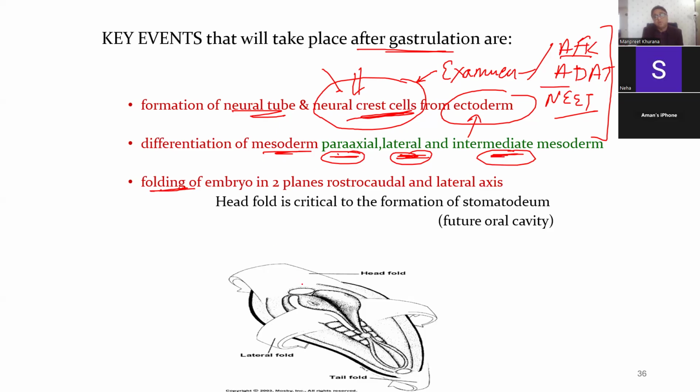Now, there is a concept which is known as folding of embryo. Now, the embryo folds in two planes, rostrocaudal and lateral axis. So if you see, this is the head side or the cranial side, and this is the tail fold or the caudal side. These are the lateral sides. So if you see me, what is happening? Let me show you with a paper. Now, if you see this paper, right, you can just fold this paper like this, right? Or you can fold this paper like this. Okay. Are you able to see the paper?